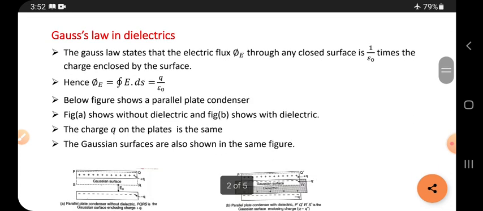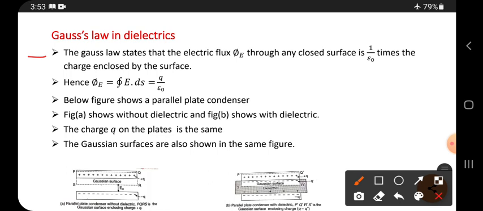So today's topic is Gauss law in dielectrics. Okay friends, so Gauss law. Gauss law states that electric flux phi through any closed surface is 1 by epsilon naught times the charge enclosed by the surface. It is a statement of Gauss law.